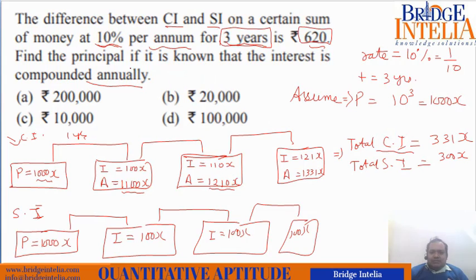What is the question? Find the principal. Principal we have assumed to be equal to 1000x. So 1000x, 1000 into 20, 20,000.